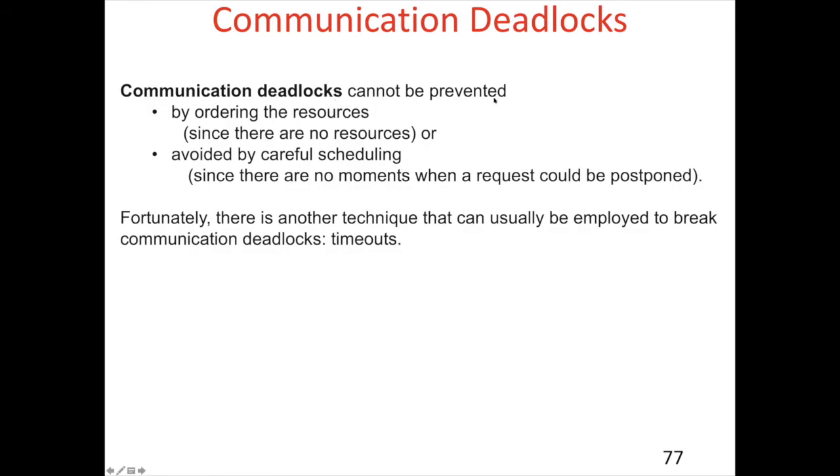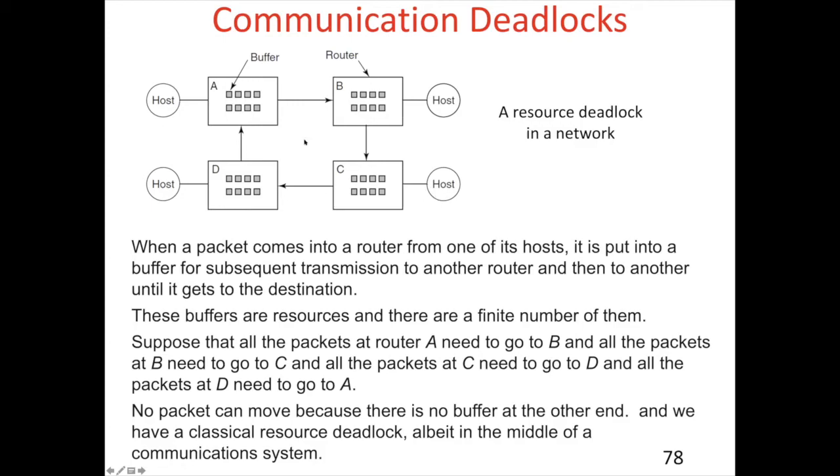Communication deadlocks cannot be prevented by ordering the resources since there are no resources, or avoided by careful scheduling since there are no moments when a request could be postponed. Fortunately, there is another technique that can usually be employed to break communication deadlocks: timeouts. Suppose that we have 4 hosts and routers A, B, C, and D, and inside the routers we have buffers. This is showing a resource deadlock in a network.